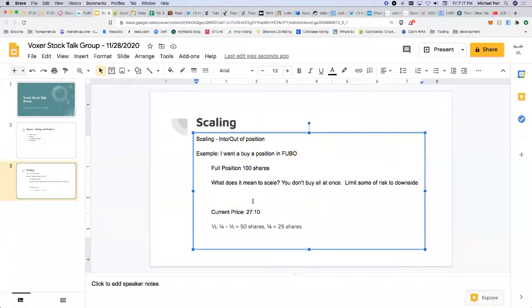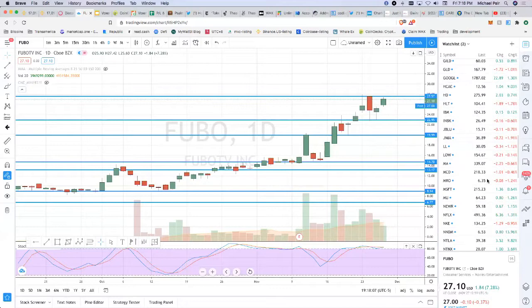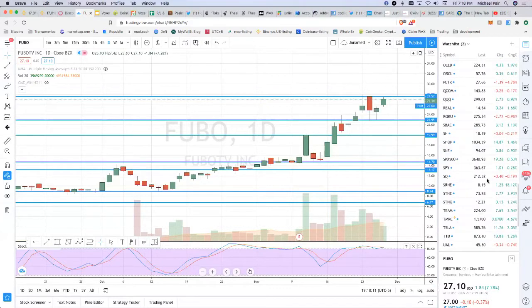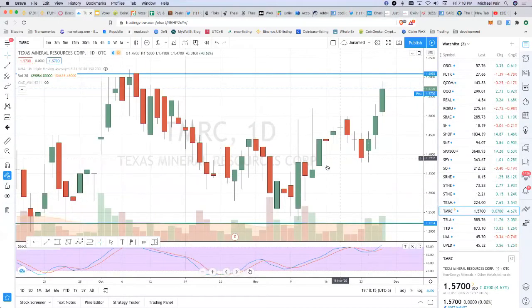So that's scaling into the position, right? Now, scaling out is just the opposite. So let's go to another stock here and give you an example. Let me see something I scaled out of recently. Actually, this right here. I'm in the middle of a scale on this.